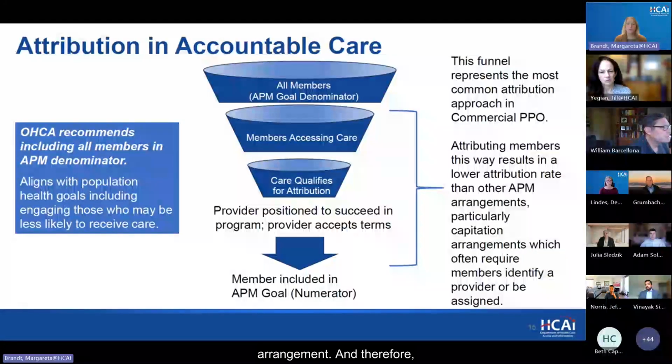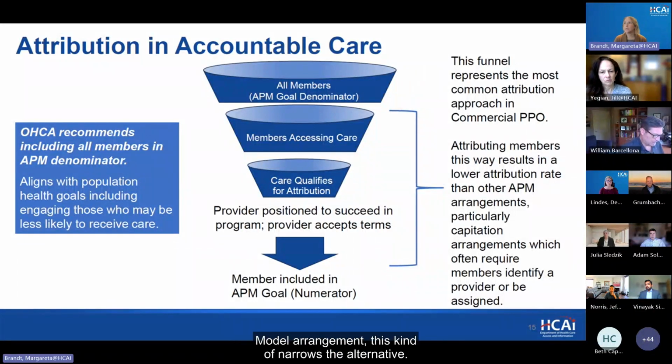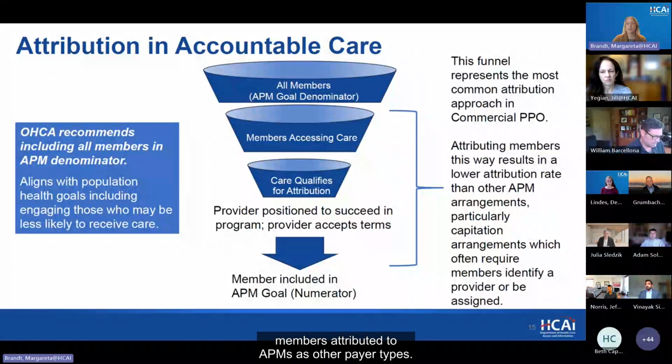Also, if providers and members are not attributed to an alternative payment model arrangement, this narrows whether the member is included in the goal, and narrows the funnel to only members who receive a specific type of care, potentially by a specific type of provider. So again, just wanted to share this as context from our understanding about why it may be more challenging for commercial PPO plans to achieve the same percentage of members attributed to APMs as other payer types.